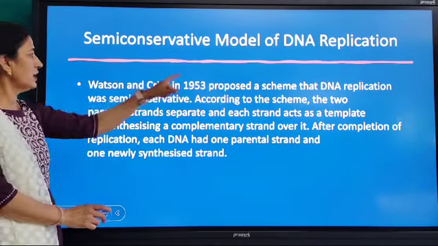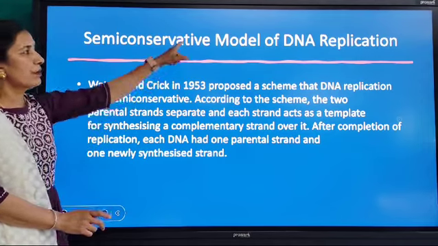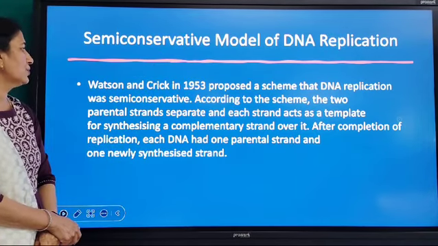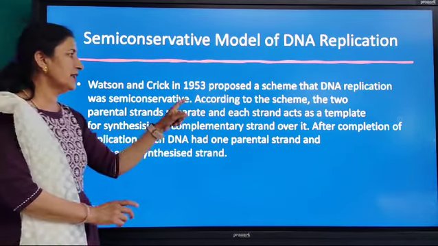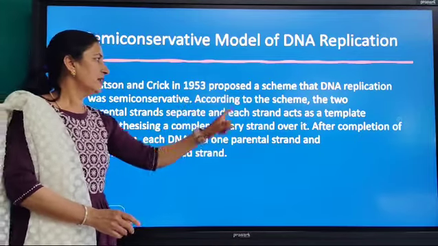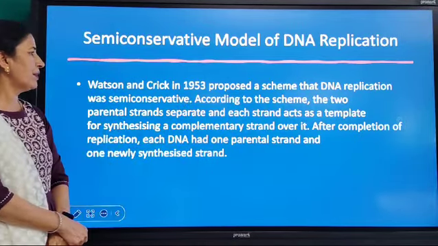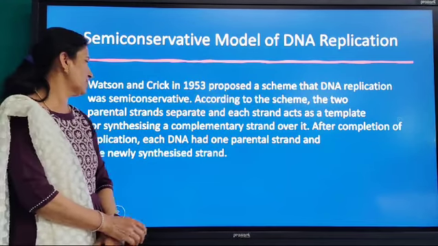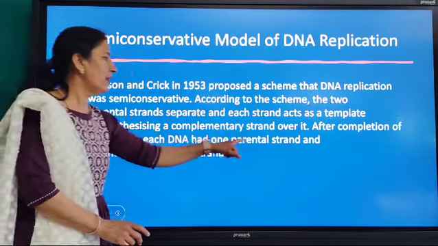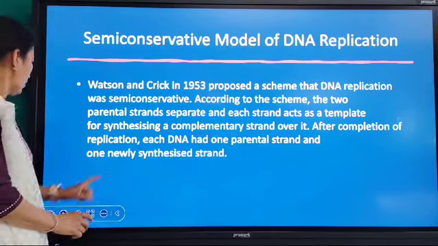In 1953, Watson and Crick proposed this model. According to this model, the two parental strands separate. Each strand acts as a template, and after completion, each DNA has one parental strand and one new strand.